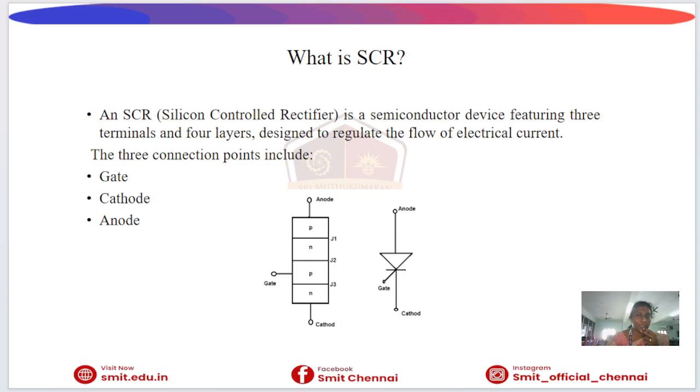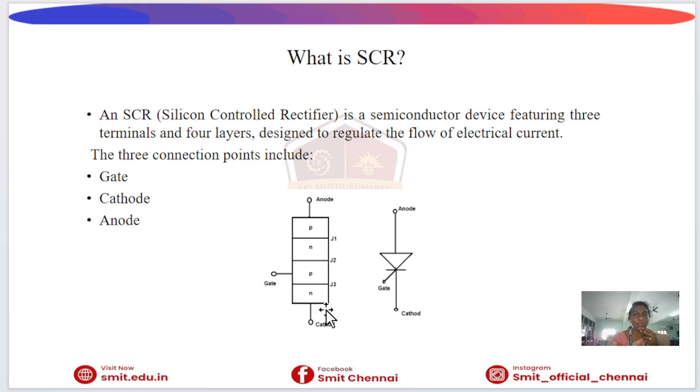Next one is, what is SCR? SCR is a four-layer semiconductor device having three terminals, that is anode, cathode, and gate. So what are the terminal functions? Anode is the positive terminal, and the current enters through the anode. The cathode is the negative terminal. The current leaves through the cathode. This is the symbol of the SCR, showing the layers having three terminals.